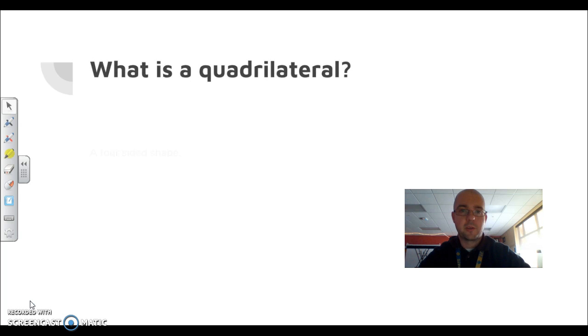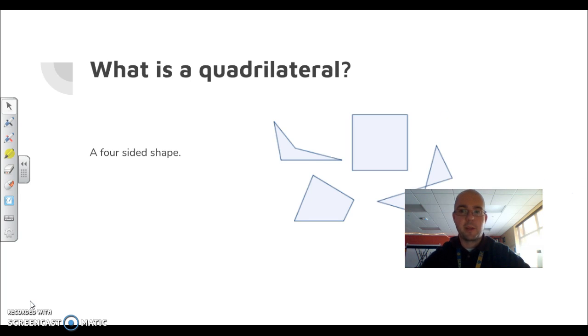So let's review what is a quadrilateral. It's a four-sided shape. This is an example that has some that are, some that are not. I want you to pause the video and quickly think which one is not the quadrilateral. If you said this one, you are correct. It has 1, 2, 3, 4, 5, 6 sides.